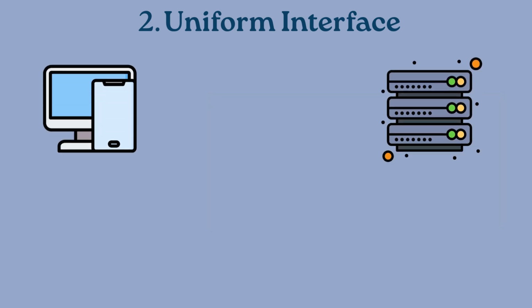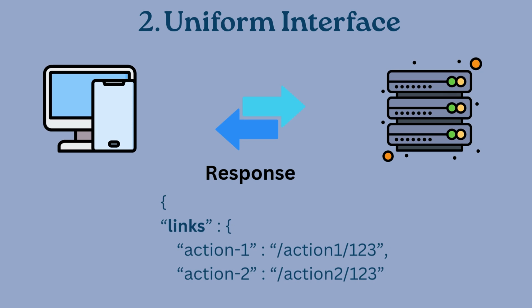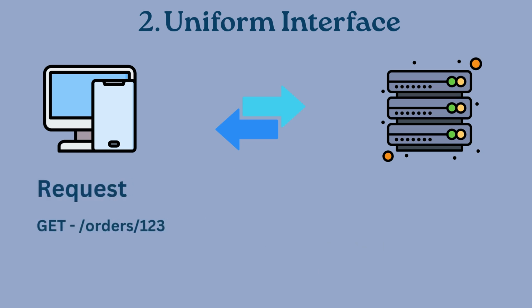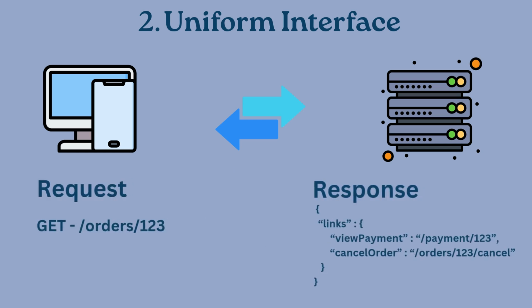A server response can include links to related actions or resources. This allows clients to discover what they can do next instead of hard coding every endpoint. For example, when fetching an order, the response may include links to view payment details, cancel the order, or track the shipment. The client uses these links to navigate the API dynamically.